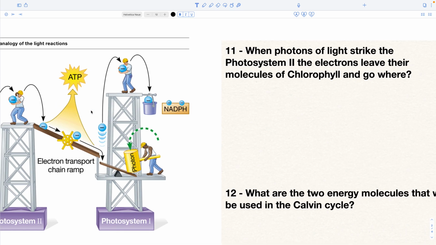Question 11. When photons of light strike the photosystem, the electrons leave their molecules of chlorophyll, and where do they go? They go down the electron transport chain. That makes ATP. The electron transport chain. So the electron is going down there.